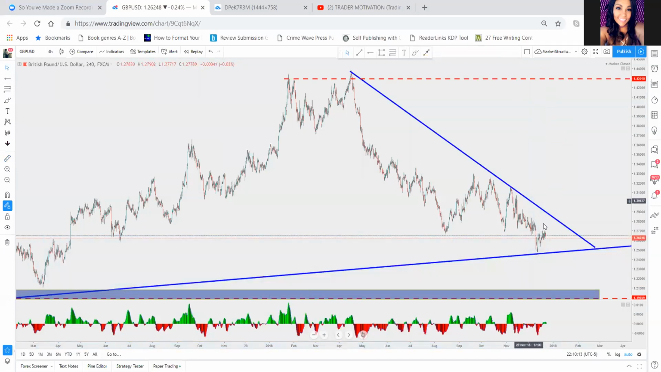But you see how it's following this trend line down? It's retesting it and then rejecting. So if it rejects again, you sell. If it rejects, you sell. So you keep following the trend of the market.